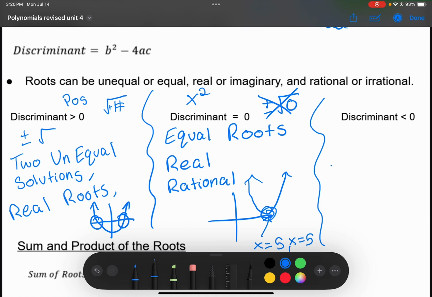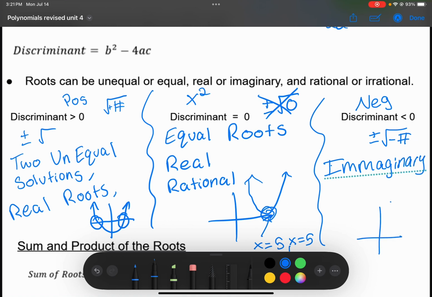Okay, if the discriminant is less than 0, then it's negative. So if we had a negative number inside our square root, plus minus, that would give us an imaginary number. So our roots are imaginary. That means that they would not touch the x-axis at all. They would be imaginary. Does not touch the x-axis.